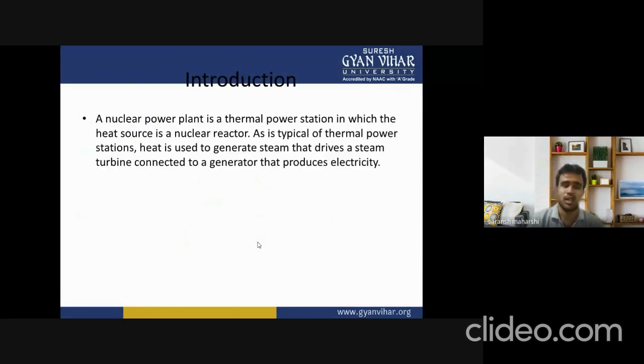A nuclear power plant is a thermal power station in which the heat source is a nuclear reactor, as is typical of a thermal power station. It is used to generate steam that drives a steam turbine connected to a generator that produces electricity.